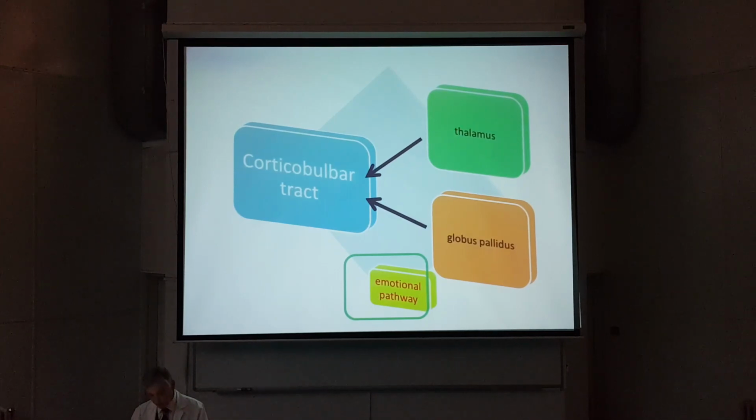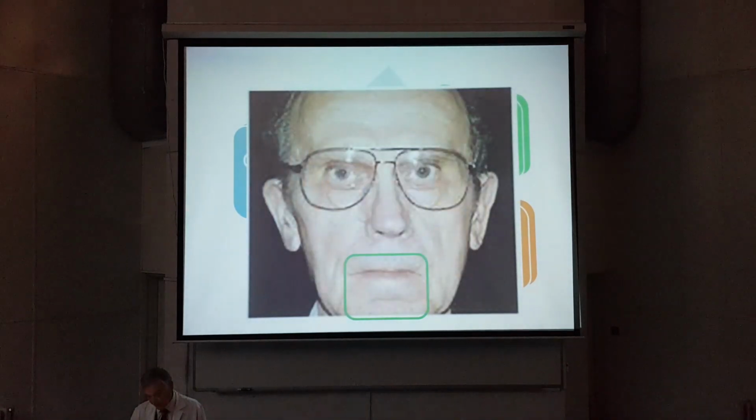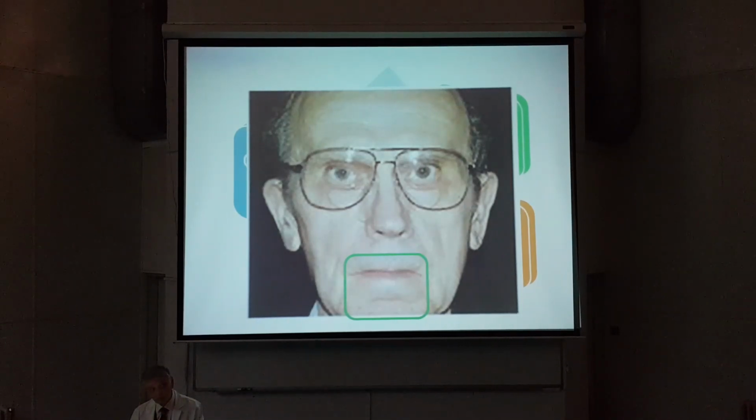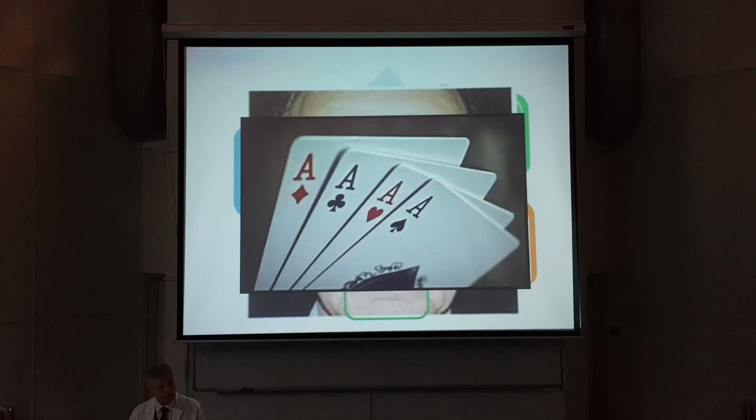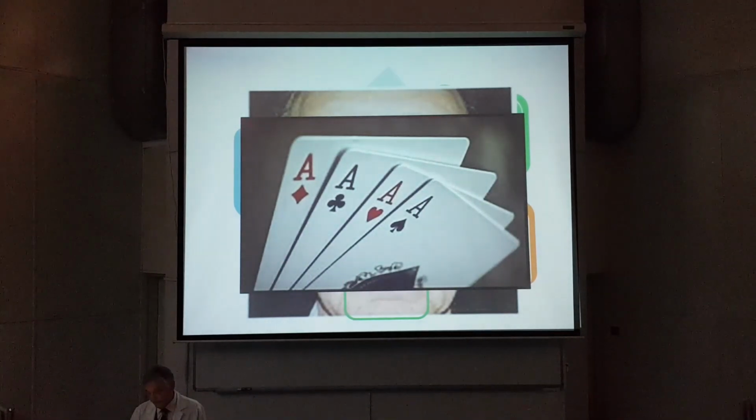If the lower motor neuron will not receive the emotional pathway, the face of the person is going to be featureless. You don't know if this person is happy or sad or anxious. This is called poker face. It's seen in Parkinson's disease as well.